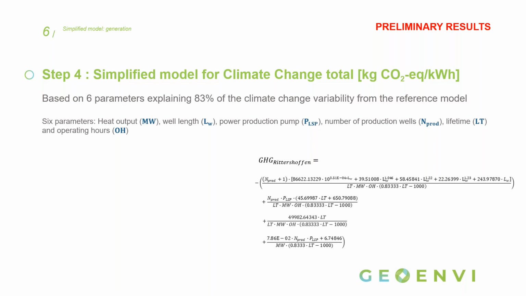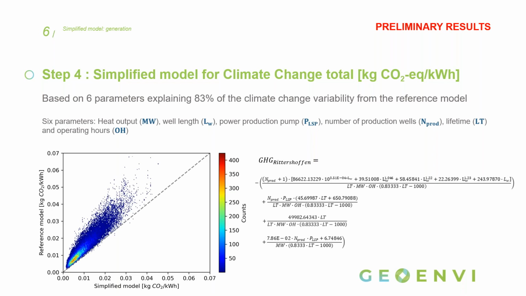The question now is, how does the estimation from this simplified model compare to the reference model? You can see here on the screen the simplified model on the x-axis, estimating values compared to the reference model on the y-axis. Ideally, we would want all the points to be on the dotted line, which is not the case, and we have an R-square of around 50%.